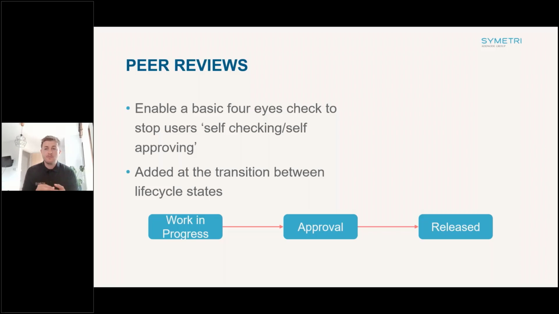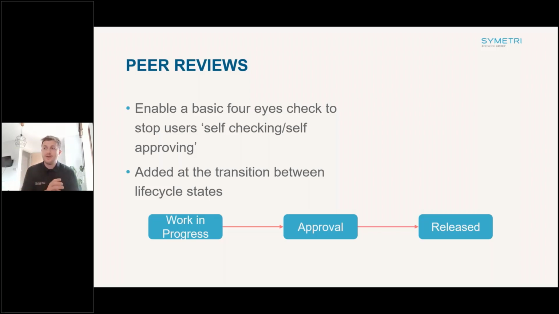Because we've all been there, we've all checked our own work, had a quick scan through and gone, yeah, everything seems right. Actually, there might be a spelling mistake, or you might have missed out a dimension on a drawing, because you're just doing a quick scan over. You haven't got a fresh pair of eyes having a look over that model. So there was nothing in Vault previously that would stop users moving a file from work in progress to approval, and if they have approval properties, moving it from approval over to released.